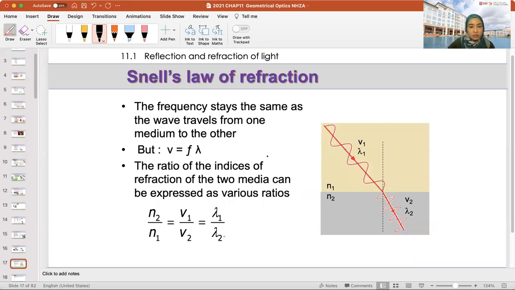So now I'm introducing to you guys the ratio N2 over N1, V1 over V2, which is also equal to lambda 1 over lambda 2. Earlier we talked about N1 sin theta 1 equals N2 sin theta 2, right?